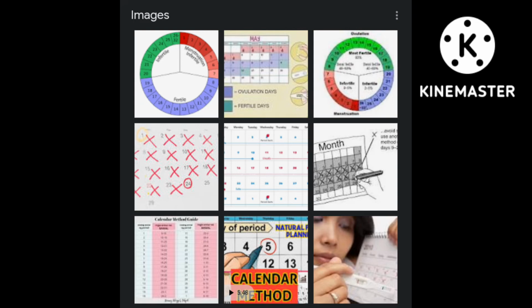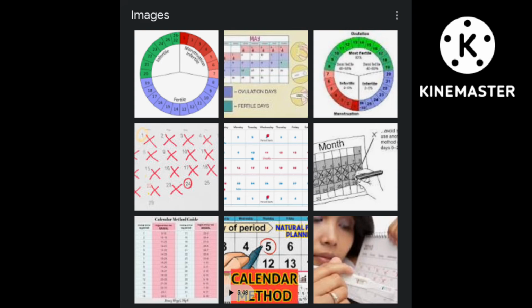So the disadvantage, the biggest drawback, is that it's not as effective in preventing pregnancy as other birth control methods. It requires you to be diligent in tracking and recording your cycle, and even then, it can be hard to be 100% sure what days you're fertile.